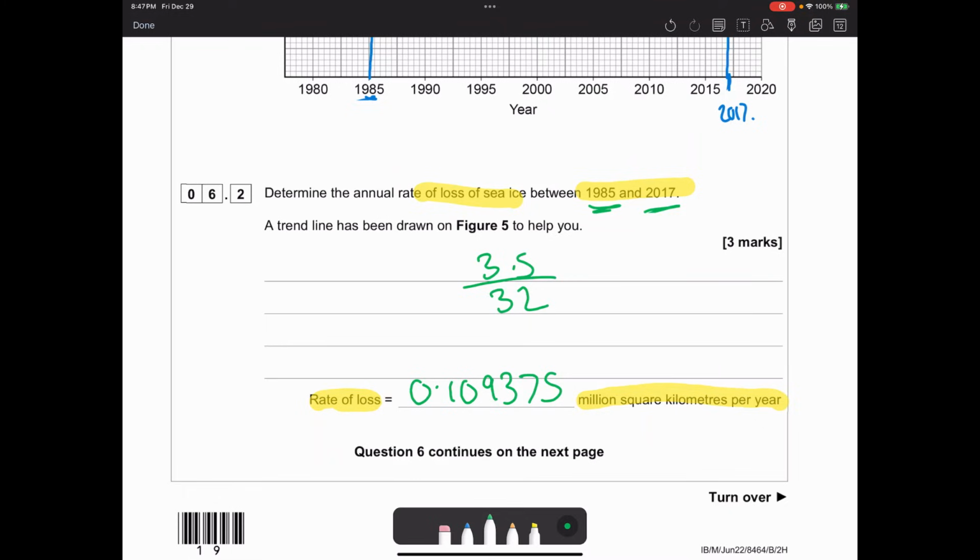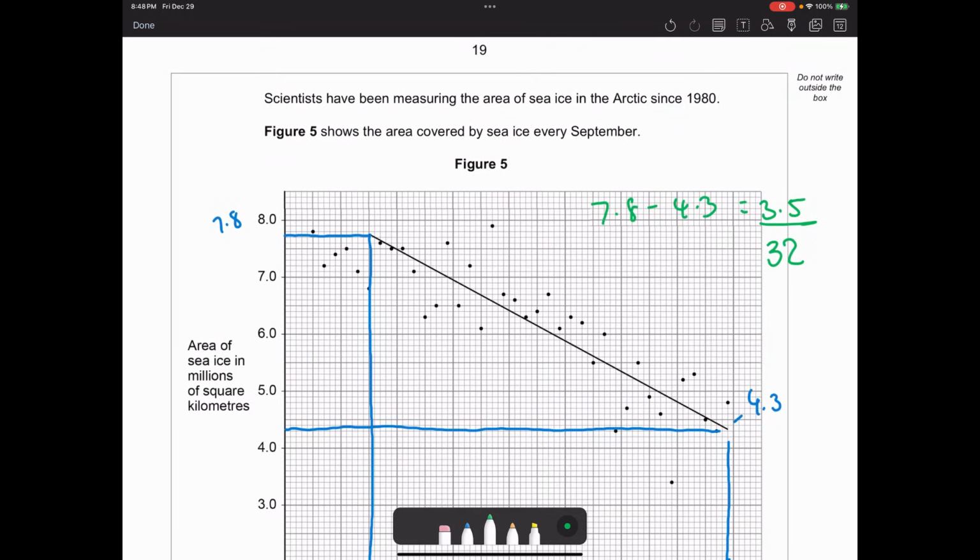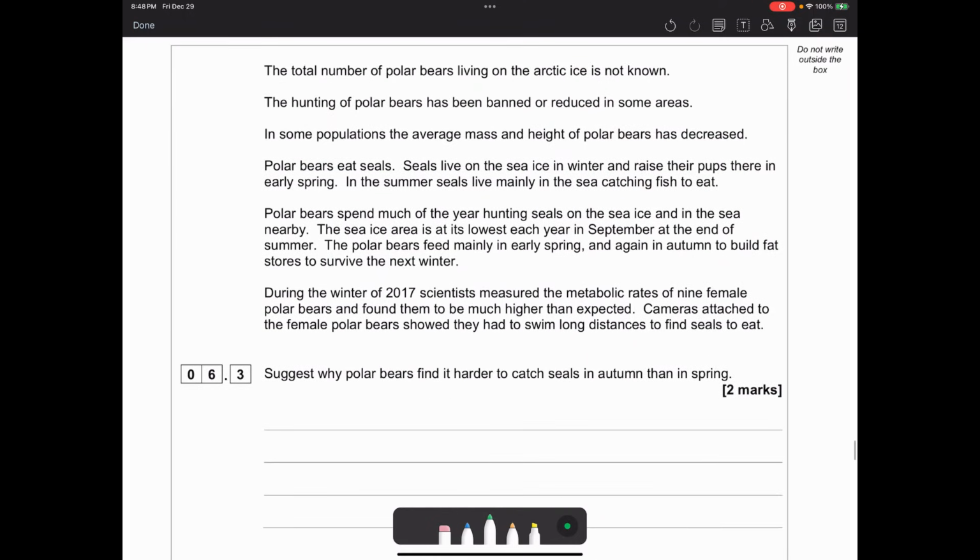Now everyone's answers will be slightly different depending on what numbers you actually picked from the ranges here, but if you picked any two numbers within those two ranges I said, you would get 3 marks on it. Okay, right, the next question then. The total number of polar bears living in the Arctic ice is not known.